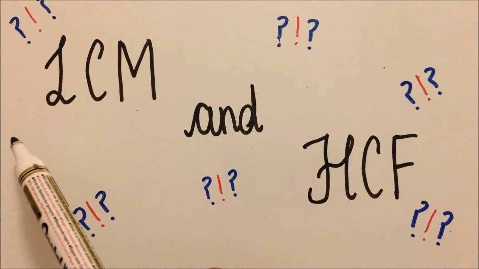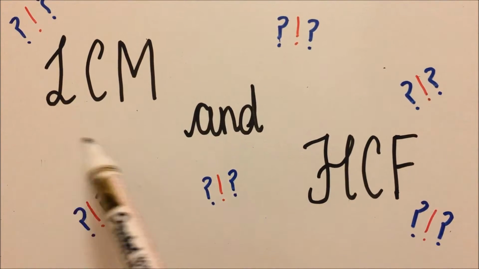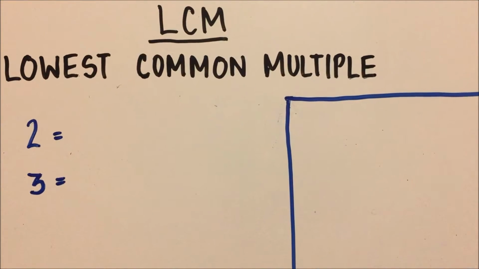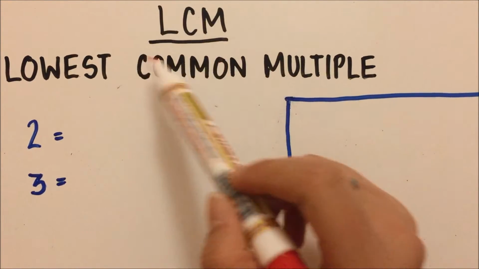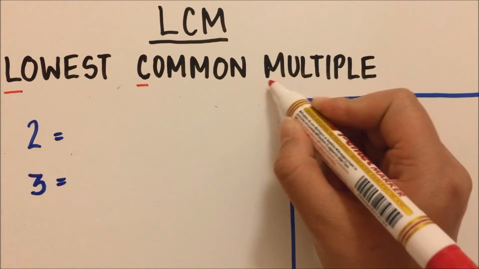Today we're going to be talking about LCM and HCF. Firstly, I'll talk through what each of these terms mean, and then I'll talk about how you find each of these. So let's take a look at LCM first. It stands for lowest common multiple.